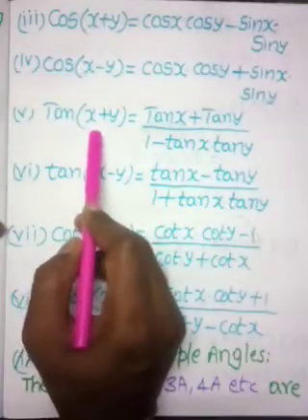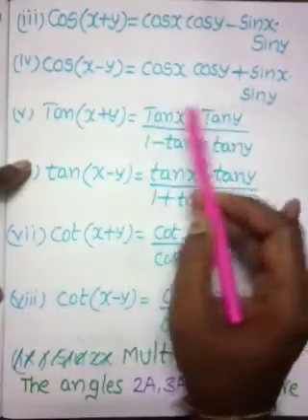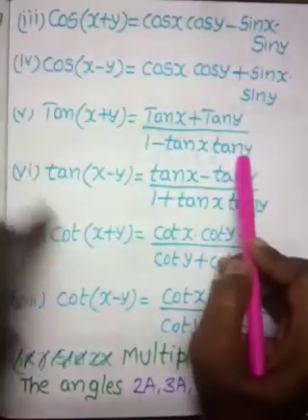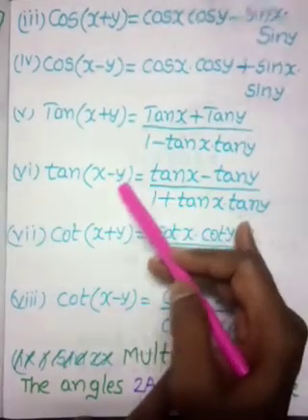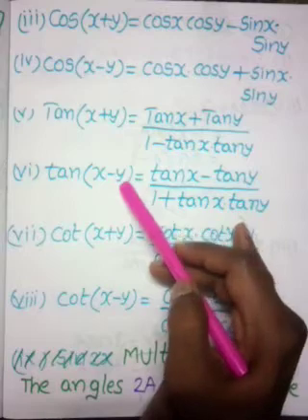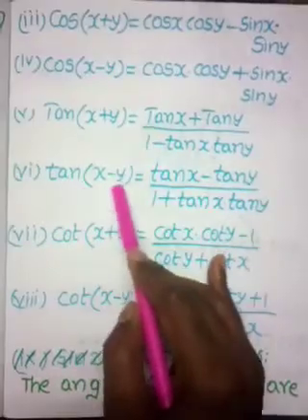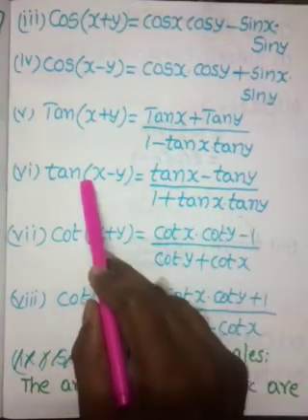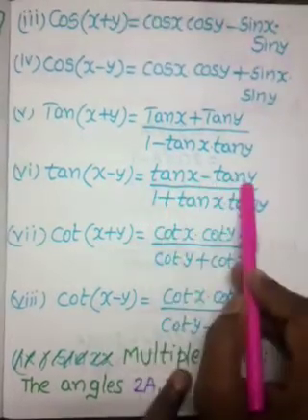Now tan of x plus y. Tan of x plus y is equal to tan x plus tan y by 1 minus tan x tan y. I repeat this formula my dear children, listen well. Tan of x plus y is equal to tan x plus tan y by 1 minus tan x tan y. Okay my dear children, right. Now next formula, if you remember this formula, automatically you can write this formula by replacing y by minus y. Okay my dear children, so tan of x minus y is equal to tan x minus tan y by 1 plus tan x tan y. I repeat this formula my dear children, listen carefully. Tan of x minus y is equal to tan x minus tan y whole divided by 1 plus tan x tan y.